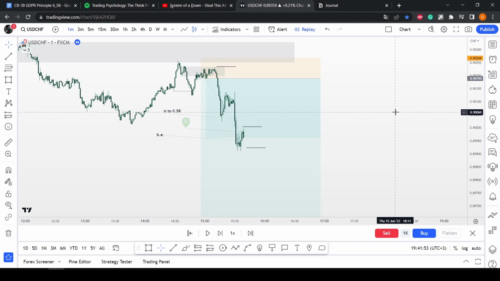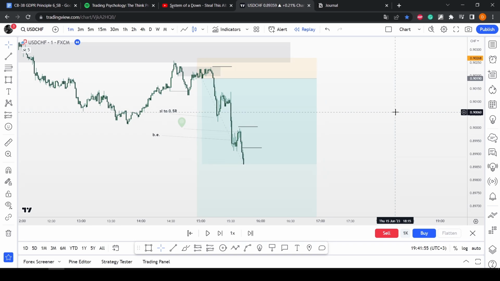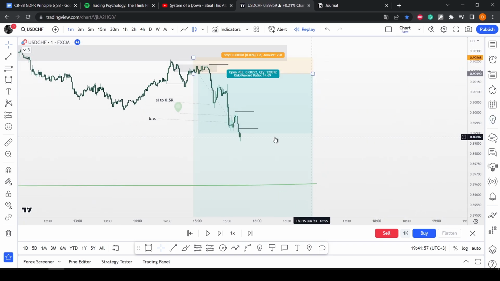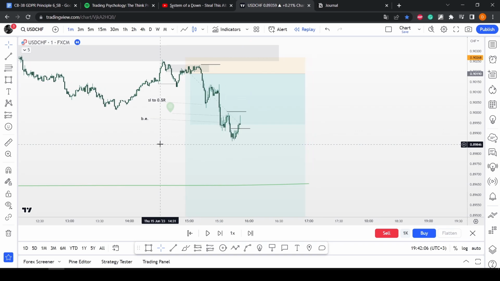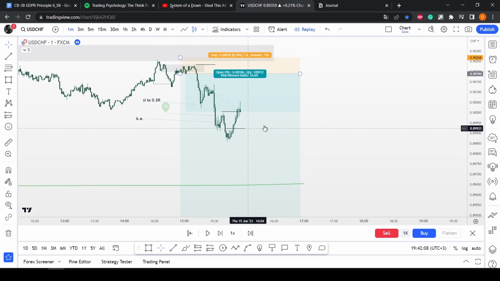And I started to manage a bit earlier than I needed. So I didn't wait to 5R. When the price started to show some pullbacks, I started to manage to here and then to here. And this was my stop out at 3.4.